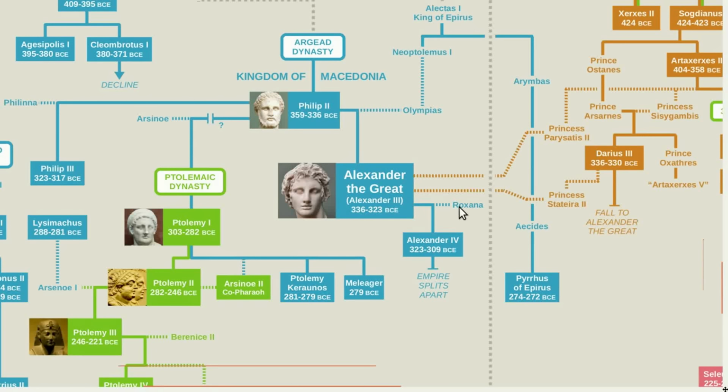But Alexander did have a 3rd wife named Roxana, and through her he had a son who became Alexander IV. Now, although he accomplished a lot and is one of the most famous individuals in all of ancient history, Alexander the Great actually had a very short life.